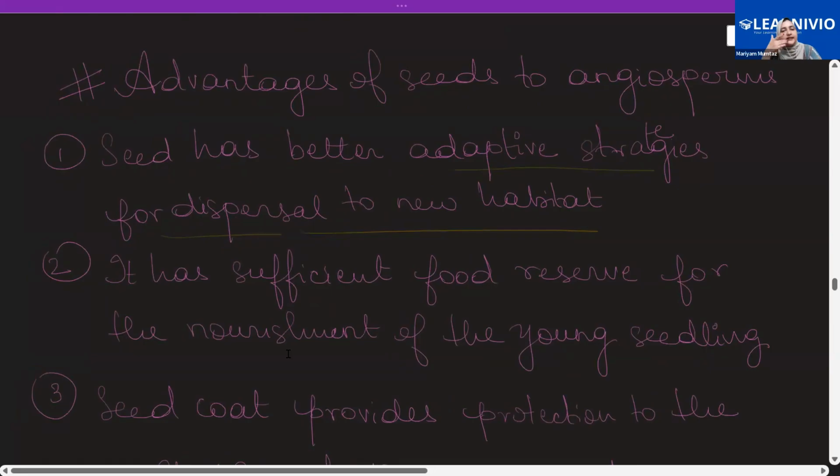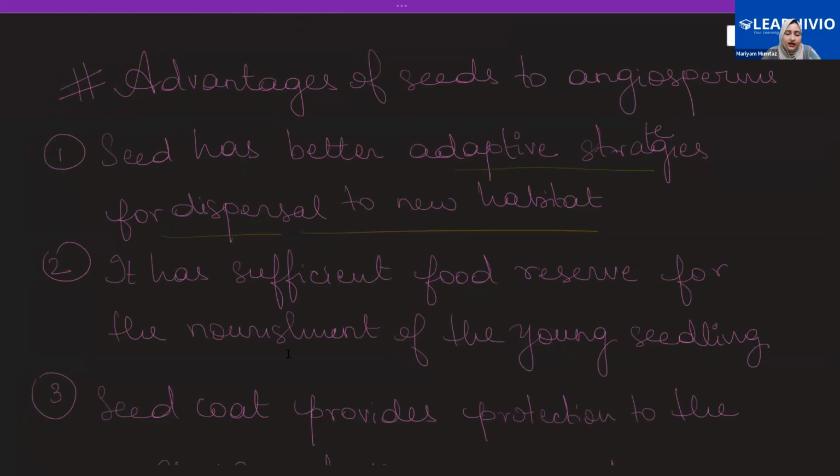After that, there come the advantages of seeds to angiosperms. Why are angiosperms considered superior? The reason is that since they have seeds, they have the capability of reproduction. It gives rise to new plants, and it has an adaptive strategy that once it gets dispersed, it could germinate.